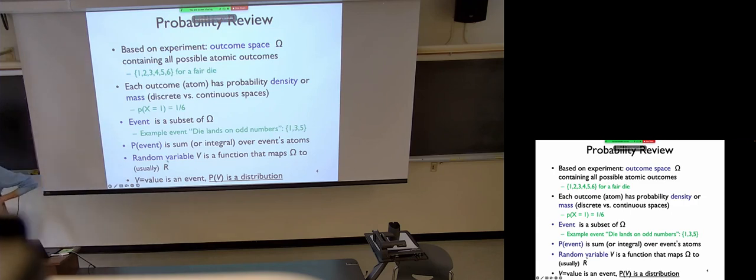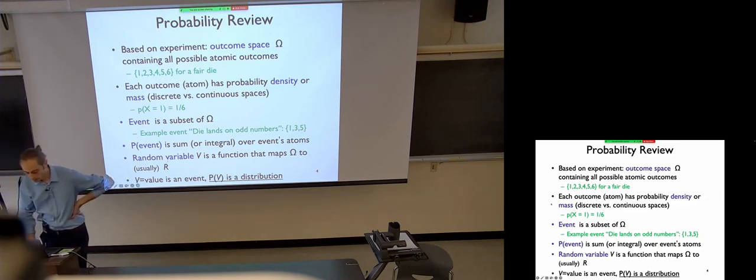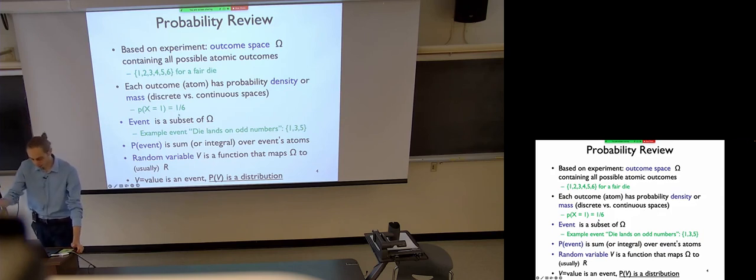And now a random variable V is simply a function that maps omega to usually R. So this is a function that takes anything from the outcome space, any of these atoms or even a subset, and maps that to R. So here V is the value of the event, and P of V is a distribution. V, for example, would be this 1 over 6, this probability. And P of V is the whole distribution of probability over the entire outcome space.